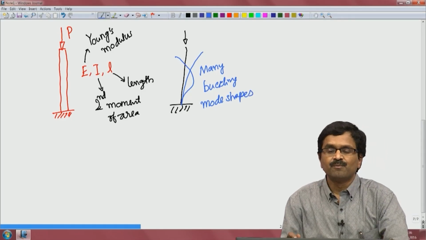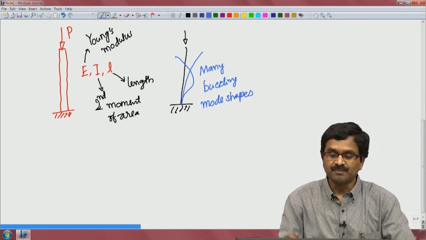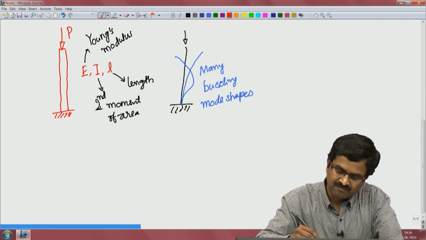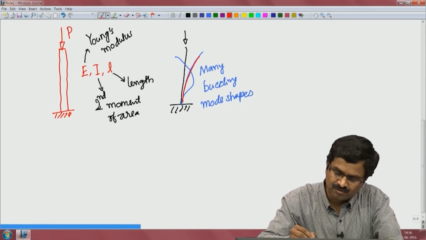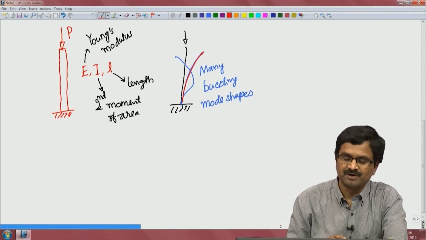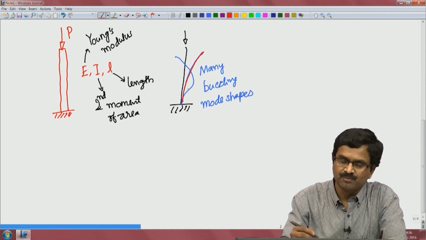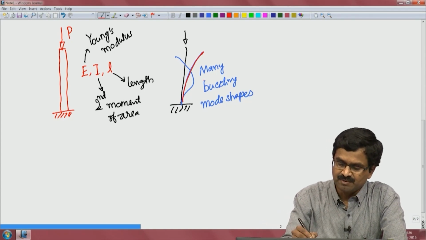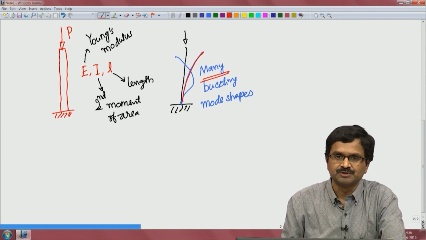Okay. We are mostly interested in the fundamental buckling mode, the one that I am going to draw in red. This is the fundamental mode, and there will be higher modes, say second mode, third mode, and so forth. There will be many, or infinite, buckling mode shapes.